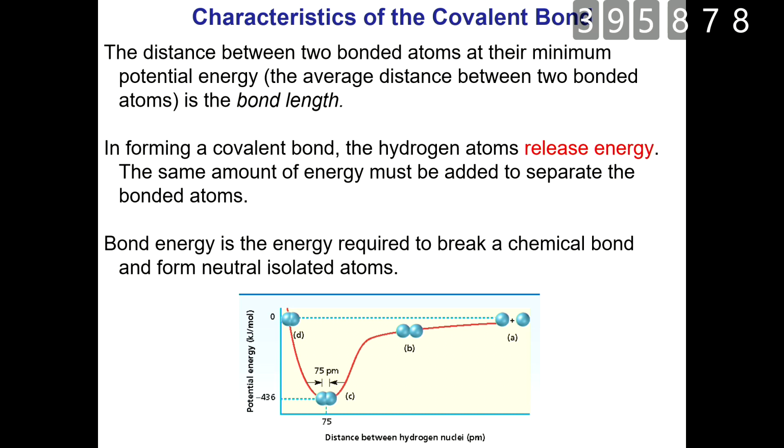So here also to show some properties of the covalent bond. Basically, the distance between two bonded atoms at their minimum potential energy is what we call the bond length. Okay. And in forming a covalent bond, the hydrogen atoms release energy. And of course, if they go from this state to this state, they will release energy.